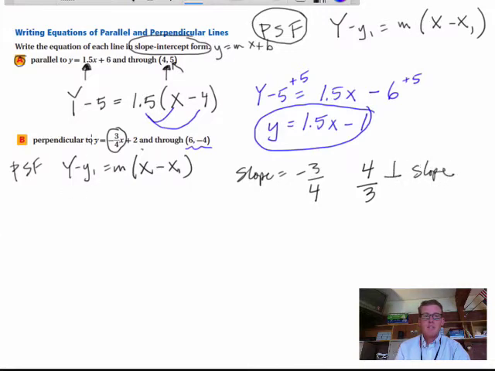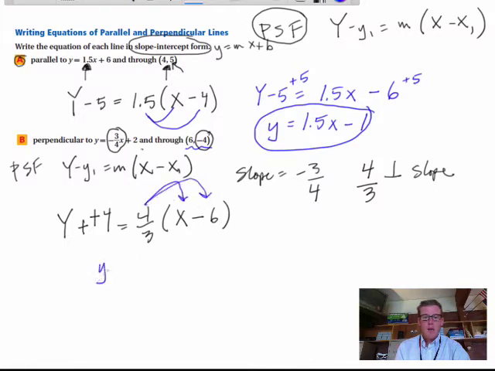And then we're just going to do the same steps that we did earlier. So I'm going to say y minus negative 4, because I have a negative 4 value right here, equals 4/3 times x minus, and then x1 is going to be 6. This simplifies to y plus 4, and then I'm going to distribute into the parentheses here. So I'm going to have y plus 4 equals 4/3 x minus 4/3 times negative 6.